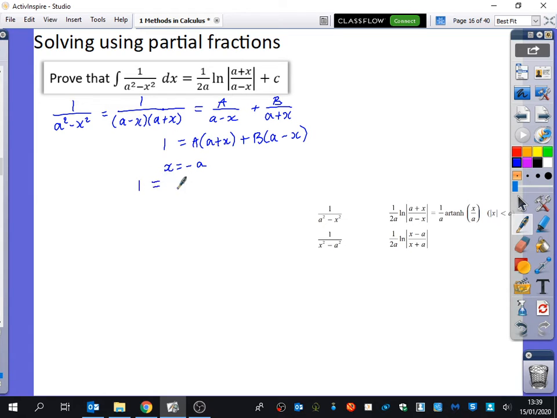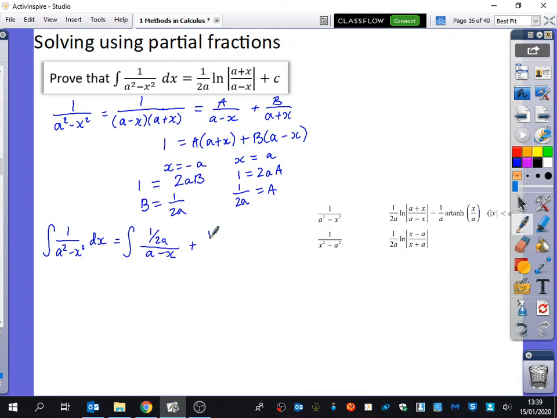When x is minus a, you get 1 equals B times 2a, so B is equal to 1 over 2a. And when x is equal to a, you get 1 equals 2a capital A, so A is 1 over 2a. Probably shouldn't have used a, but hey, I've done it now. Not going to change it. So instead of integrating 1 over a squared minus x squared with respect to x, that is the same as integrating 1 over 2a times 1 over a minus x plus 1 over 2a times 1 over a plus x, dx. Any suggestions of what I should do?